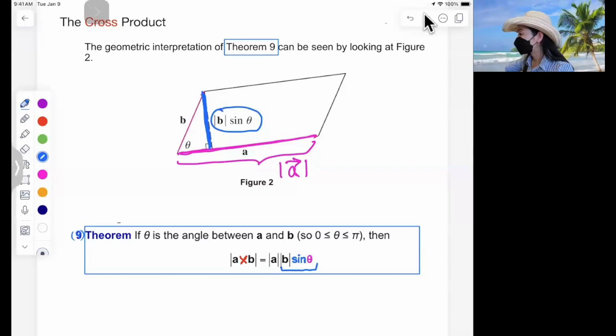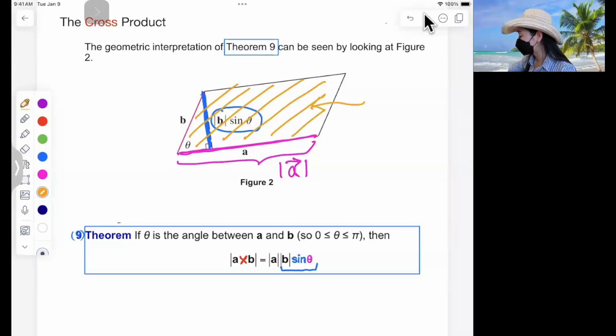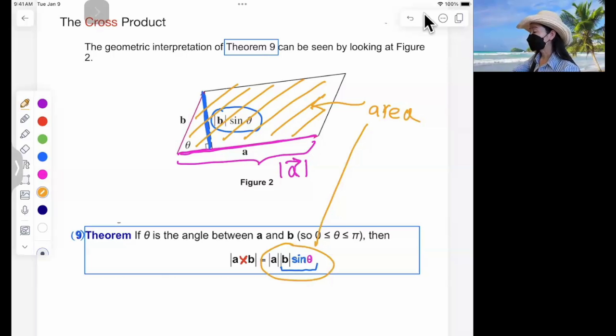So you have this times this: magnitude A times this. It's like base times height. And what does that give you? The area of what? Yes, the area of the parallelogram. So the magnitude of A cross B is the area of the parallelogram that has A and B as the sides.